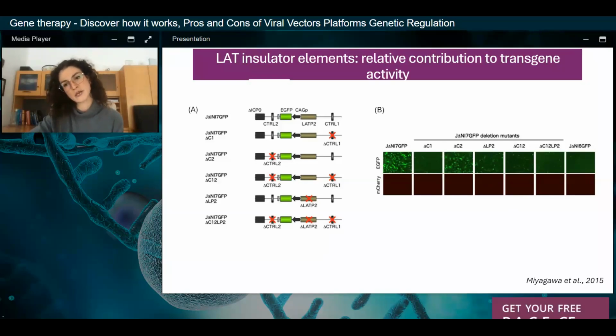The downstream element has a lesser influence on transgene protection. The enhancer shows high protection, since deletion of it also caused transgene silencing. And of course, the deletion of all of them does not allow for transgene expression.